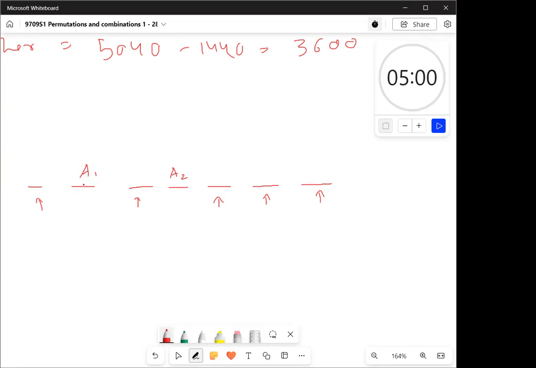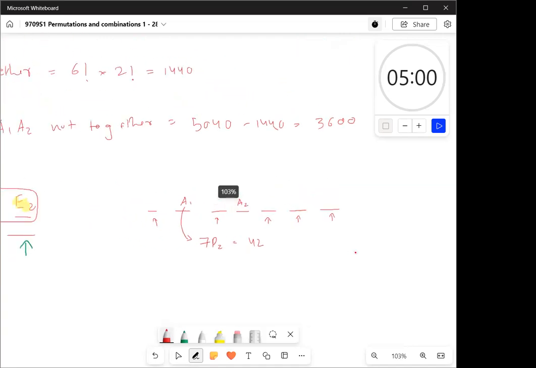7C2 or 7P2? 7P2, because arrangement matters. There are 7 places, and I want to arrange only two people. So it would be 7P2, which is 42. Now, what I'm trying to do is see in the gaps anyone can go.